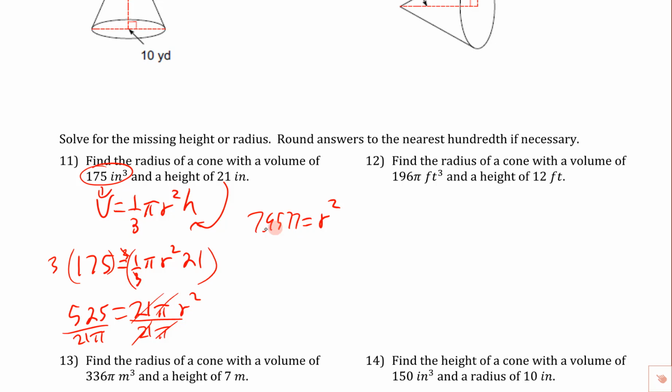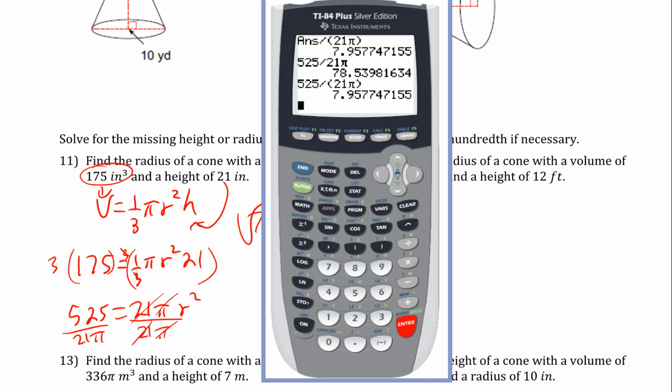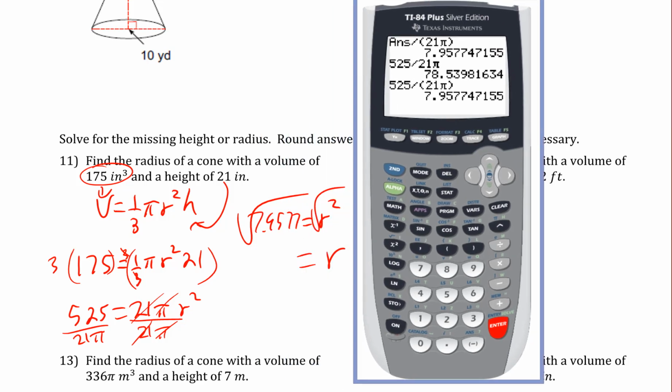7.9577 and so forth. Now we need to get the r by itself, so we need to undo the squaring. So I'm going to take the square root of this side and the square root of that side. We get an r on this side because taking the square root undoes squaring. Those are inverse operations of each other. And then we're going to take the square root of whatever that answer is.